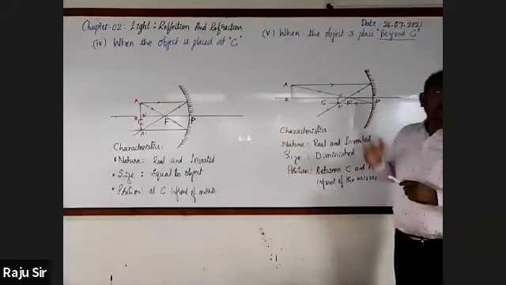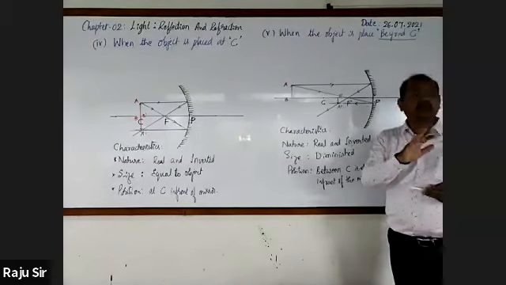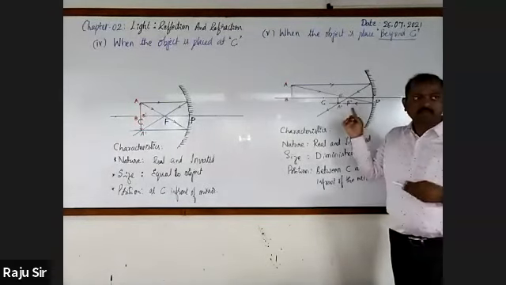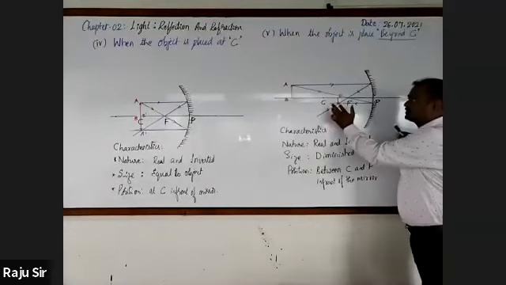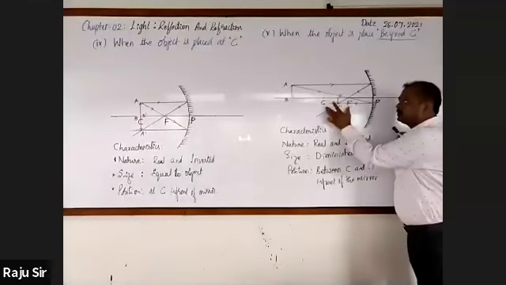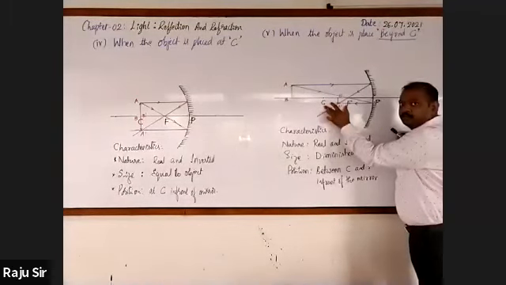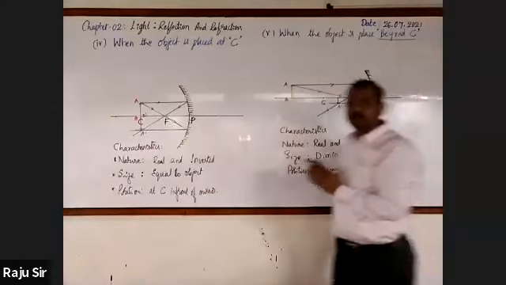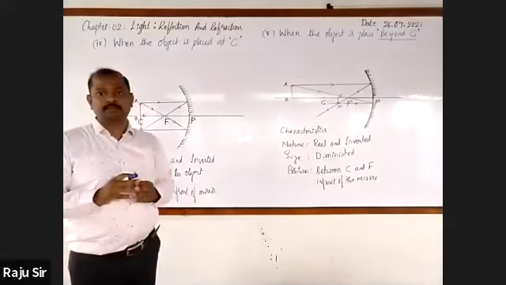Then at what distance is the image formed? You cannot tell the exact distance here. Instead, you can tell the range. Yes, the image is formed between the distance of 20 centimeter and 40 centimeter. C and F, 40 and 20. The image is formed within a range of 40 centimeter and 20 centimeter.